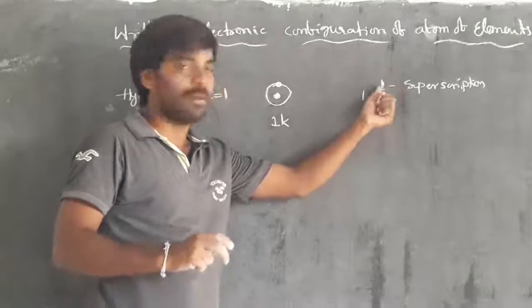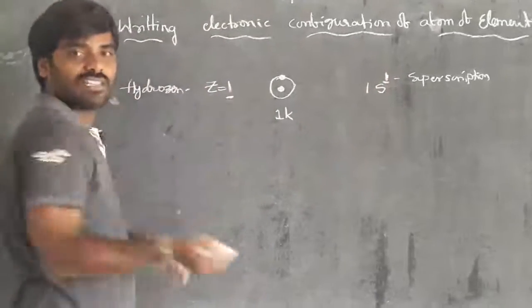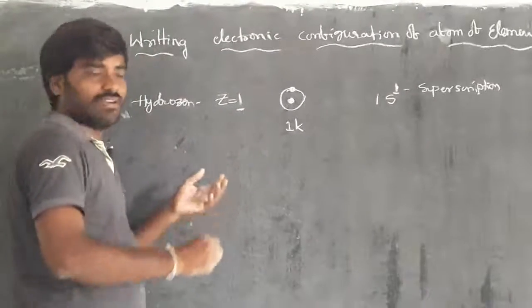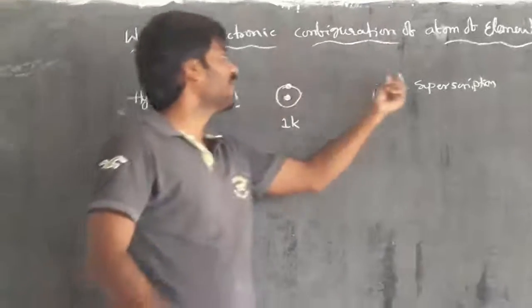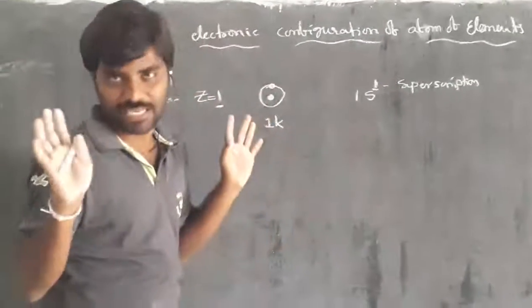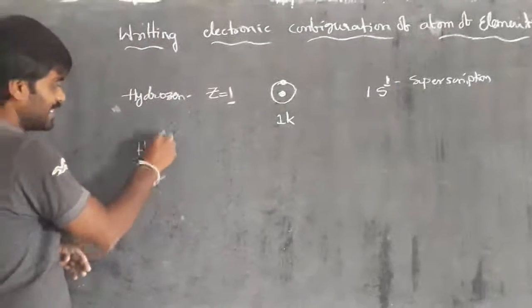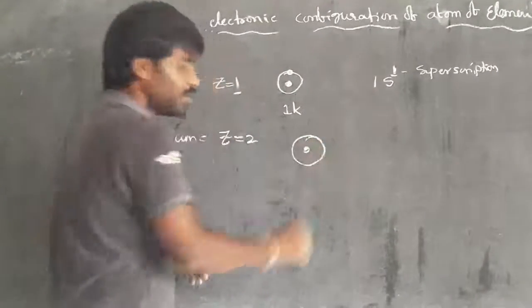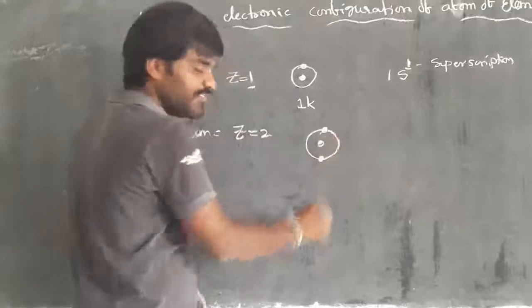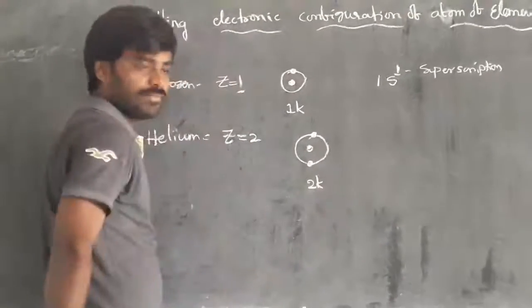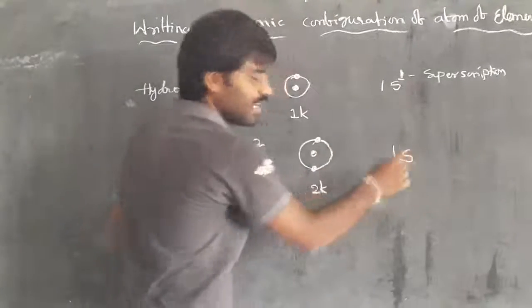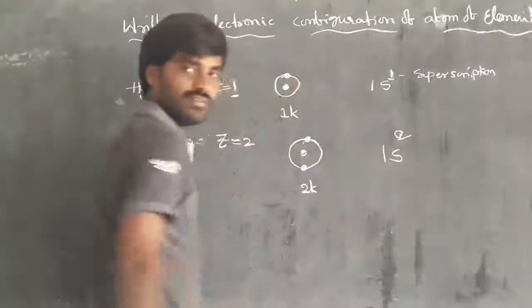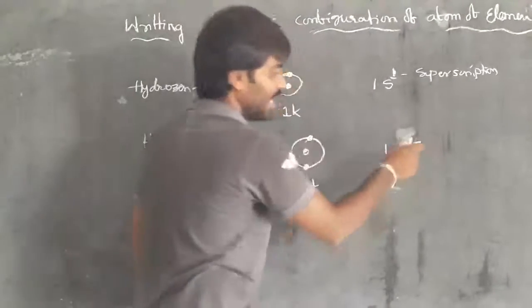So the total of these numbers is always equal to Z. Then your configuration is right. If you made any mistake, and the number is more or less than the superscript total, then that is incorrect. Next, take helium, the atomic number is 2. According to ninth class knowledge, we have 2 electrons in the first shell, so we write 2K. The first shell has only the 1s orbital, with 2 electrons. So we write 1s2.